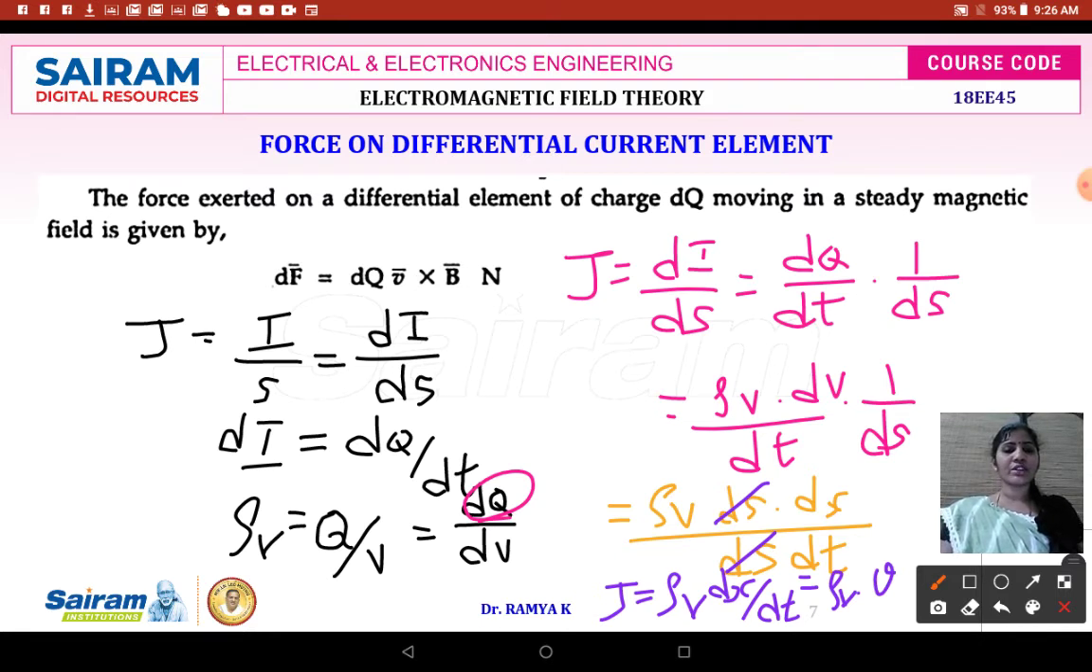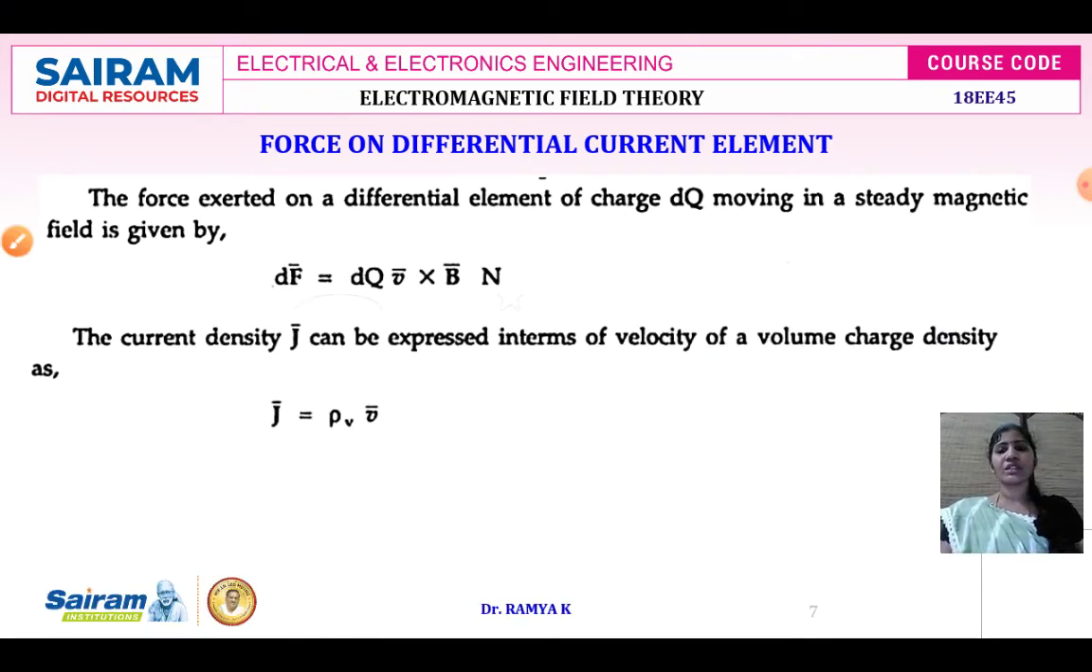Therefore, the relationship between your J and the volume charge density with respect to your velocity is given as J is equal to rho v into v. This is the current density expressed in terms of velocity and volume charge density.